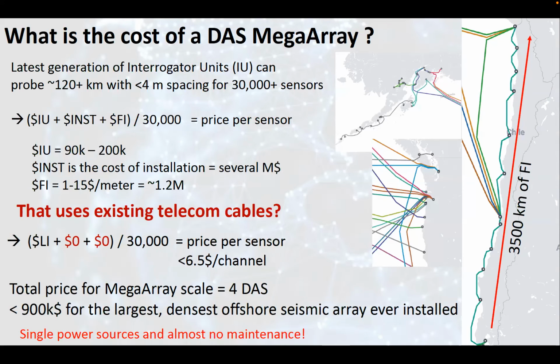However, if you use already existing telecom infrastructure, then the price of the installation and the cable drop to zero. And so let's think about a mega array with an aperture of 400 kilometers. We would need about 4 interrogators and just plug them in at one end of the cable inland. And we have a budget of less than $1 million to have the densest, largest seismic array that has never been installed so far.